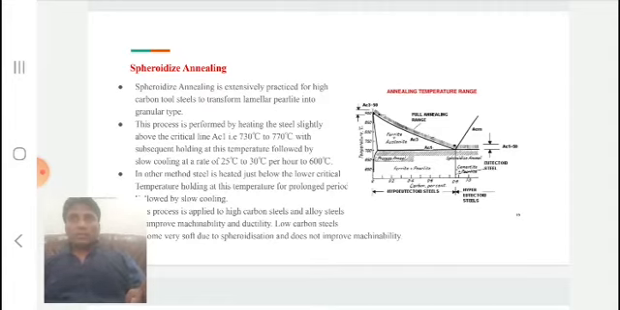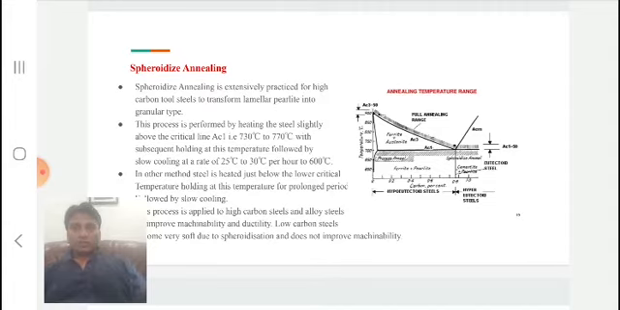Now in this video, I'll be discussing spheroidized annealing. Spheroidized annealing is extensively practiced for high carbon tool steels to transform lamellar pearlite into granular type.